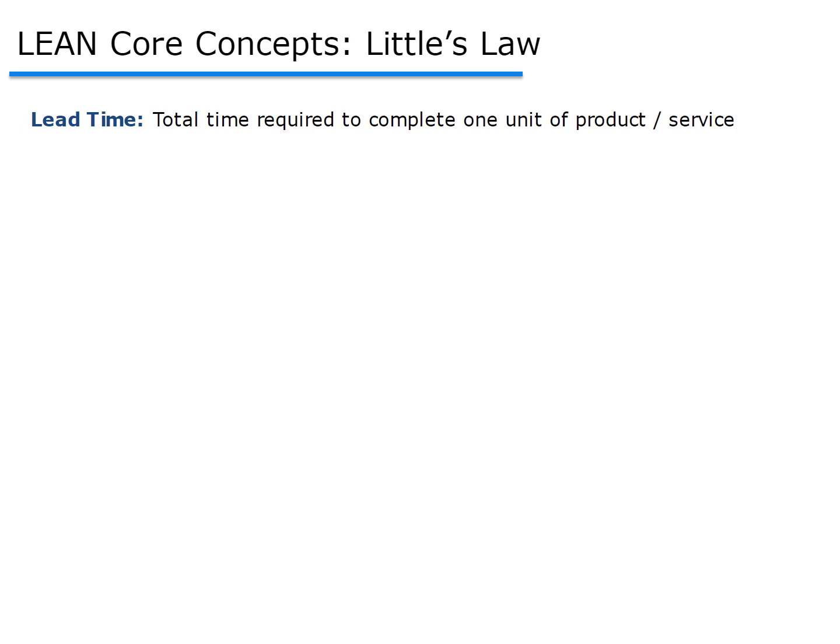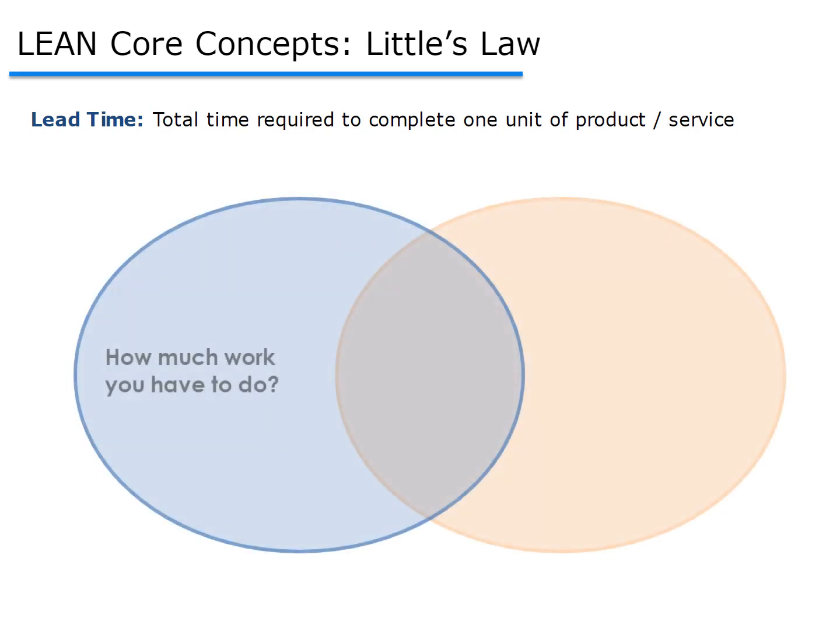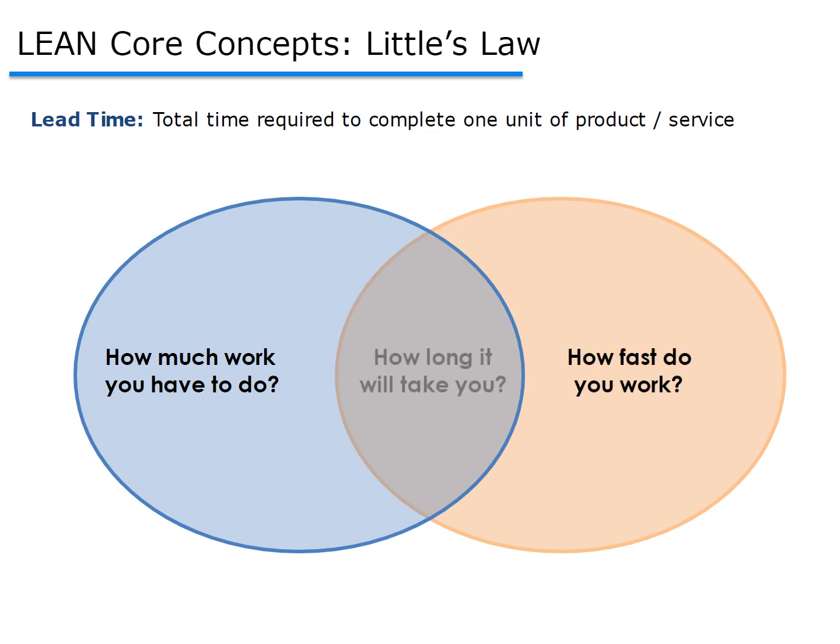In simple words, Little's Law states that if you know how much work you have to do and you know how fast you work, you should be able to know how long it'll take you to complete the work. In Lean, Little's Law is used to determine process lead times. One of the critical factors of lead time is the amount of inventory or work in process in a system.